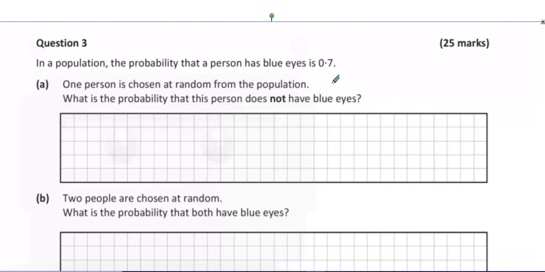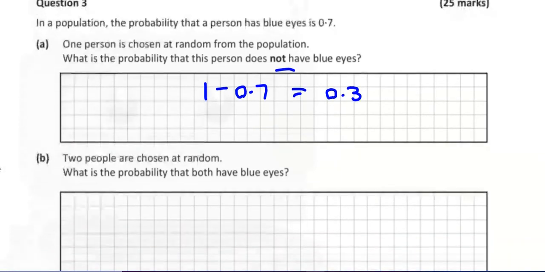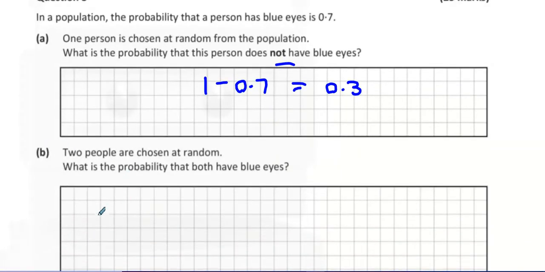The probability a person has blue eyes is 0.7 or 70%. A person is chosen at random. What's the probability they do not have blue eyes? Well, it's 1 take away 0.7, which would be the remaining 30%, or 0.3. 2 people are chosen at random. What's the probability they both have blue eyes? Blue eyes and blue eyes. This means multiplication. It means 0.7 multiplied by 0.7, because you have to have both of them, so it's and, which is 0.49 or 49%.